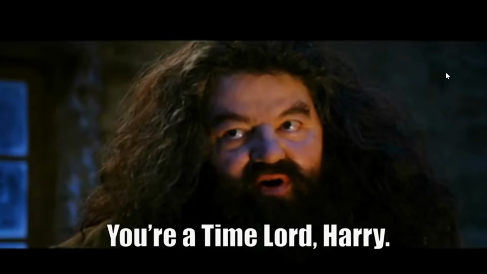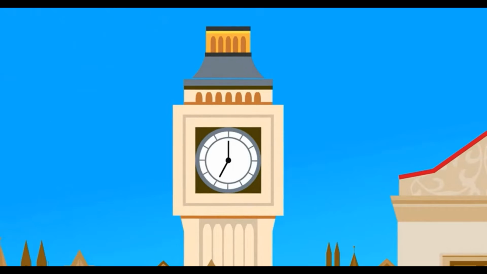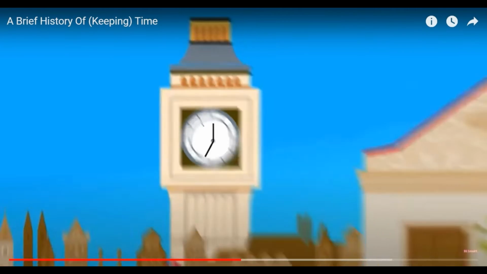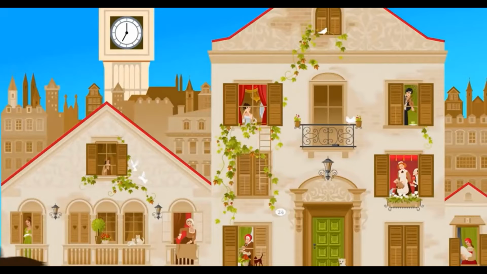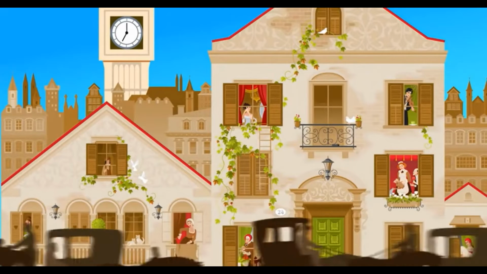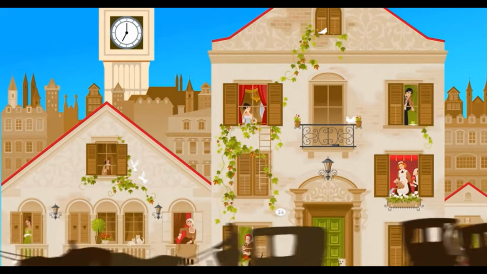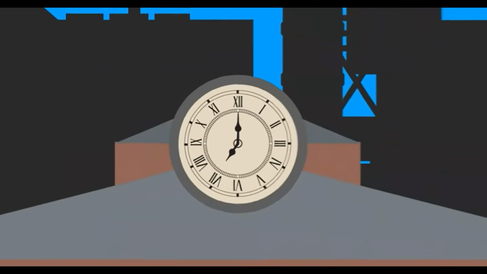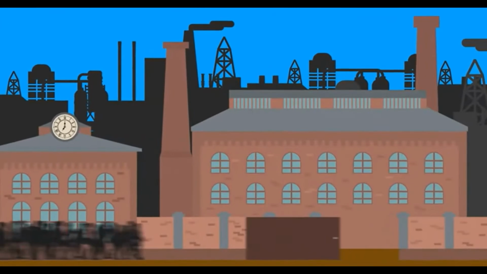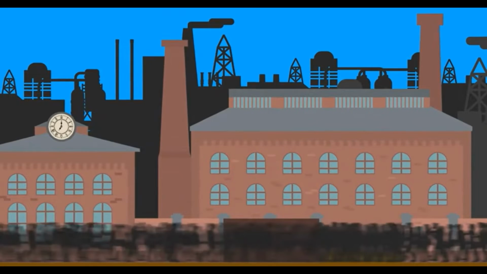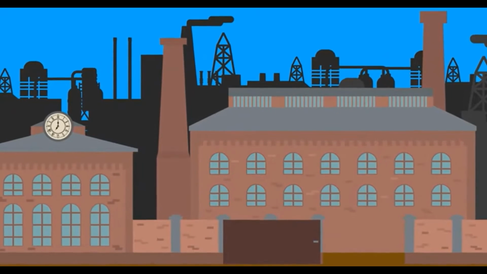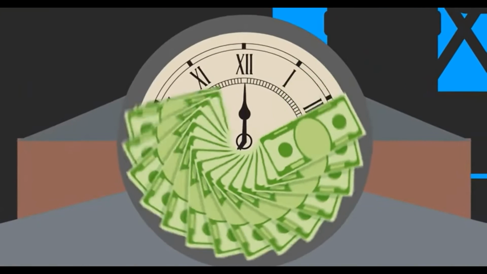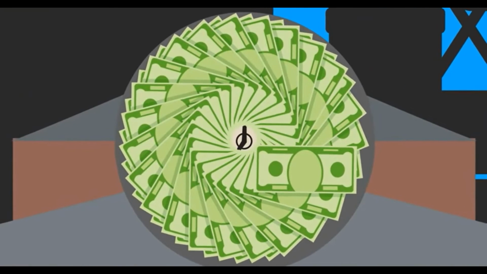Congrats, you're a Time Lord, Harry. This new precision time created a new kind of human day. People knew when to go to work and when to meet. More and more people disconnected their day from nature and turned it over to machines, which sounds kind of familiar. By the Industrial Revolution, schedules could be regulated to the minute. Workers became slaves to the clock, and productivity was measured by what you made in how much time, because after all, time is money. This was a huge shift in human history.